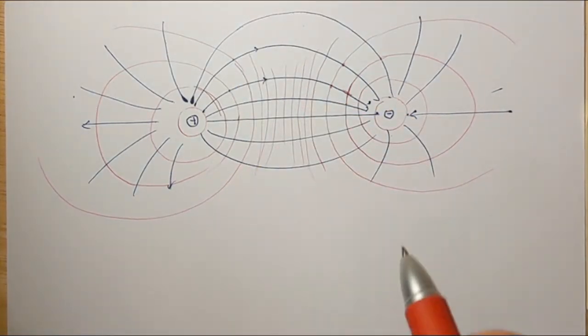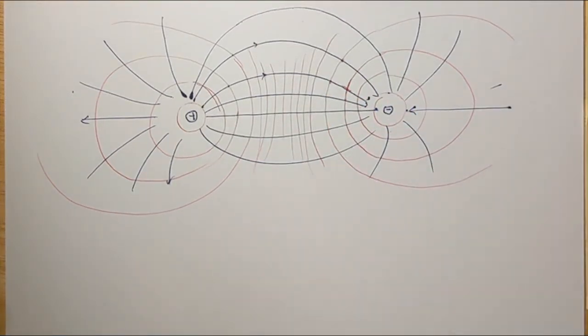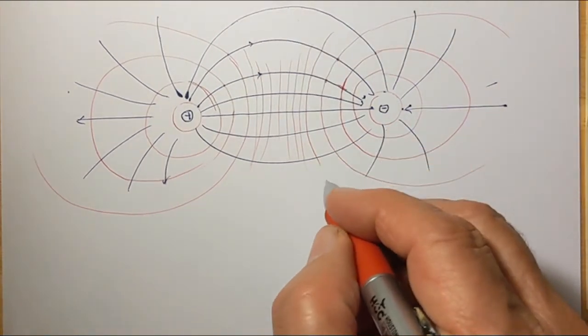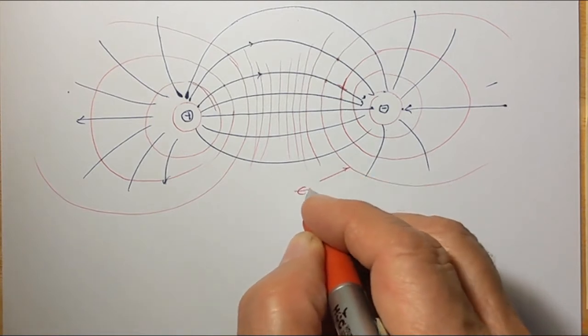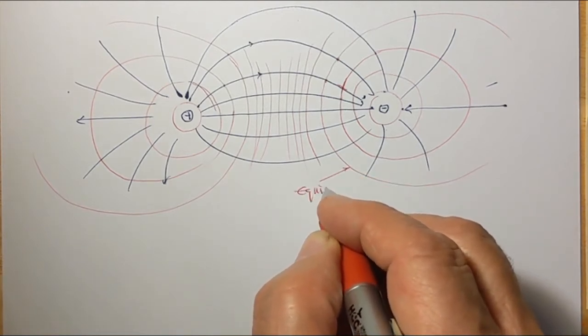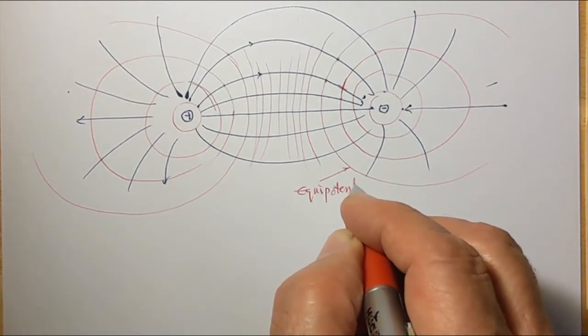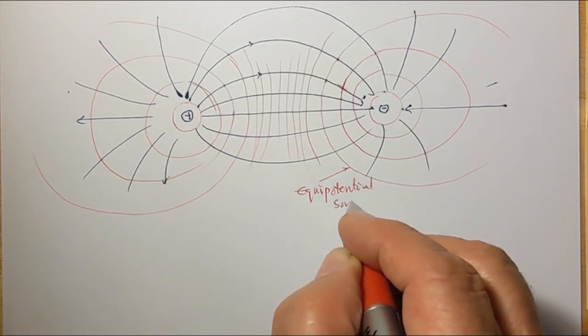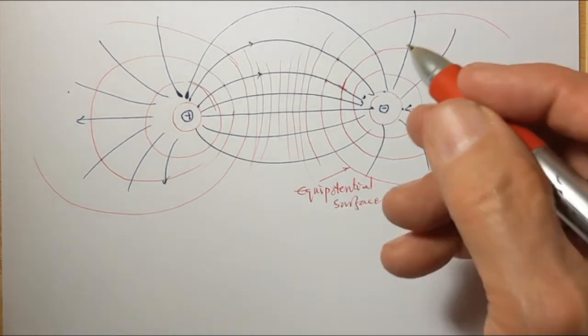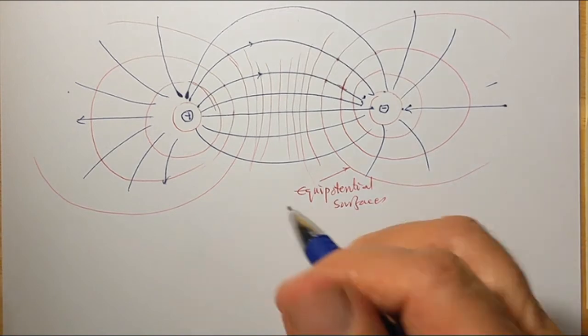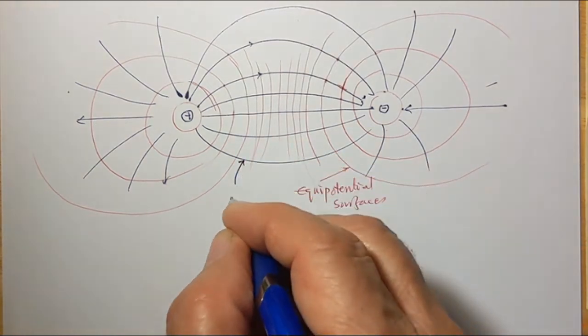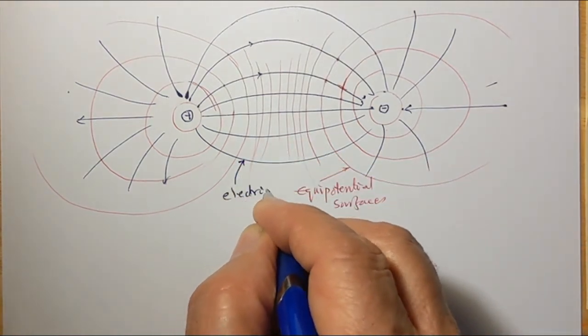So you can check out some nice figures in the books. These red lines are the equipotential surface, or in this case they are equipotential lines, and the blue ones are the electric field lines.